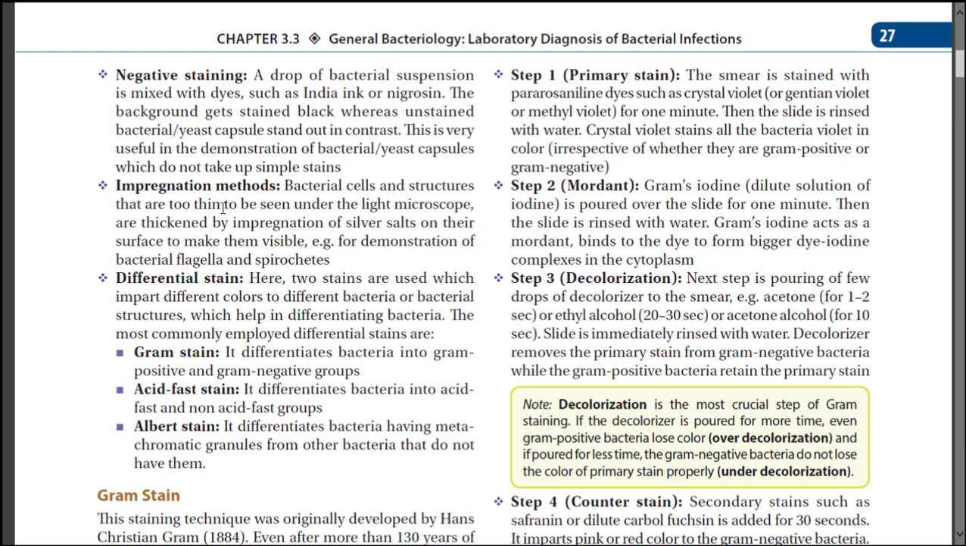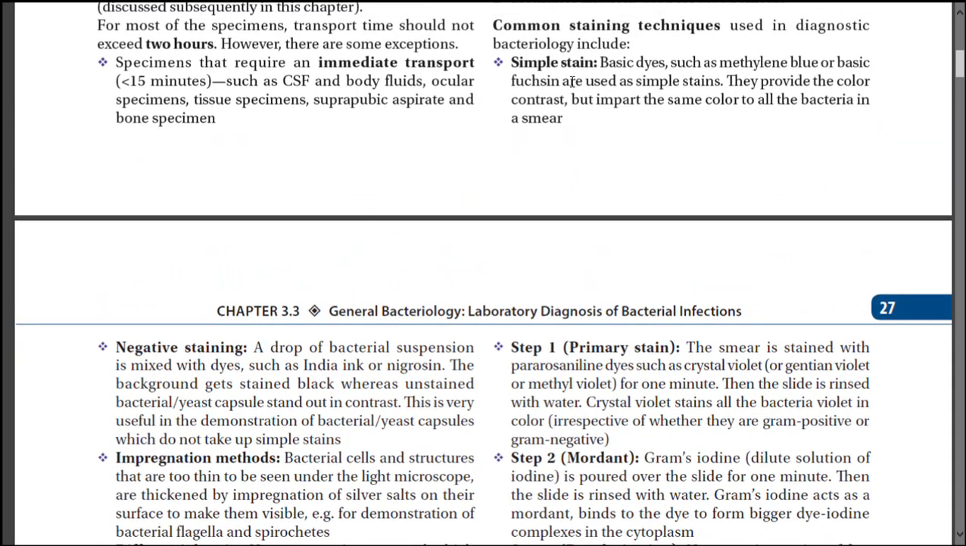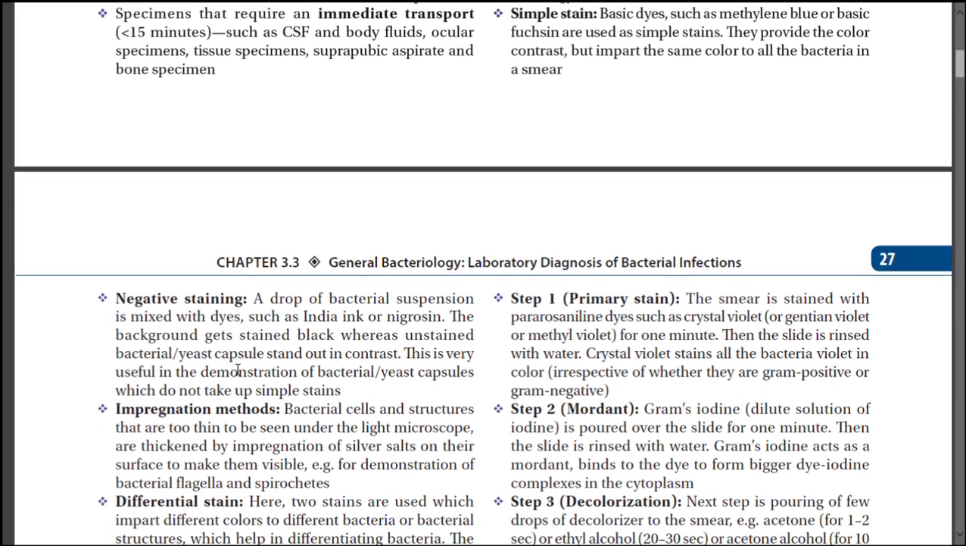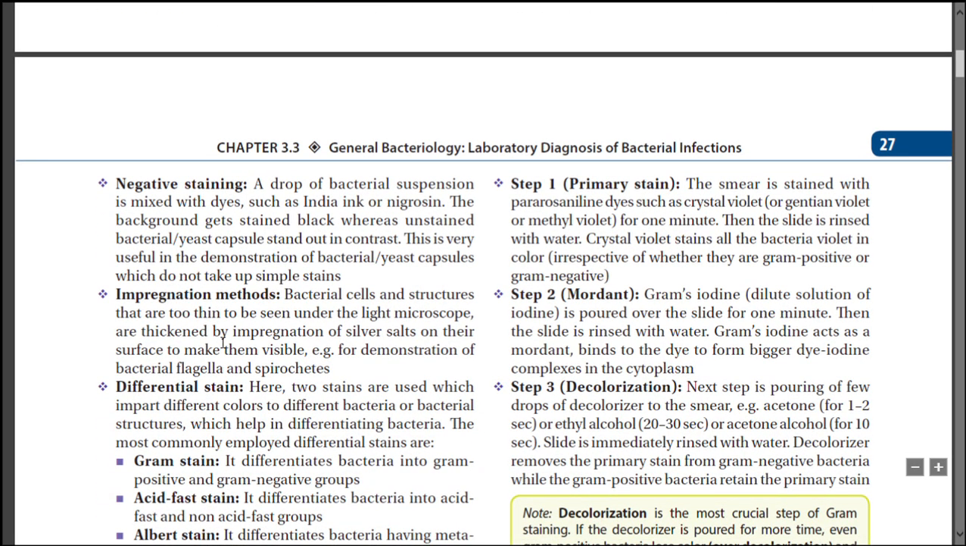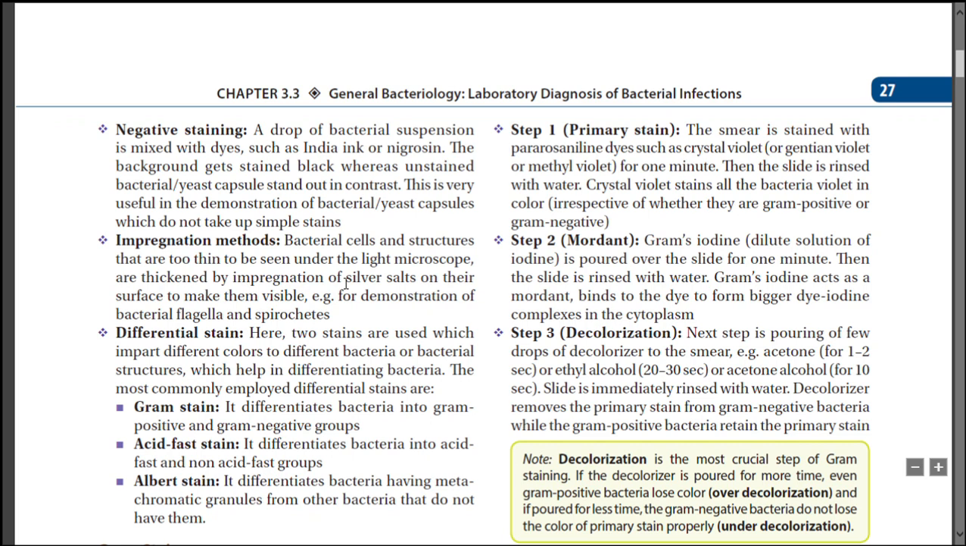Next method is the impregnation method. Already we have seen simple stain, usage of basic dyes, and negative staining using dyes such as Indian ink or nigrosin. Next, impregnation method: in a light microscope, bacterial cells and structures are too thin to be seen, so they are thickened by treating with silver salts on their surface to make them visible. Only then is the bacterial surface visible on treatment with silver salts, to demonstrate the presence of bacterial flagella and spirochetes.